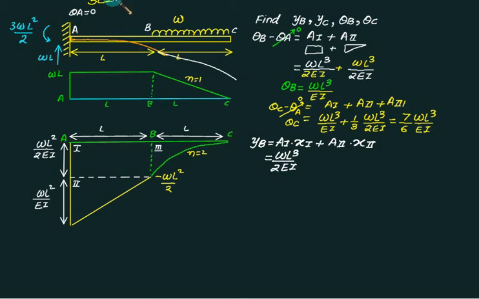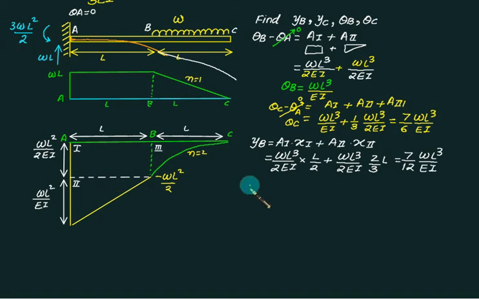What is the distance of the centroid from this point to this point? This is my x1, L by 2. What is the area of this figure? It is WL cube by 2 EI. And you have to measure the distance from this point, which is 2 by 3. Okay, I will go for the last term.